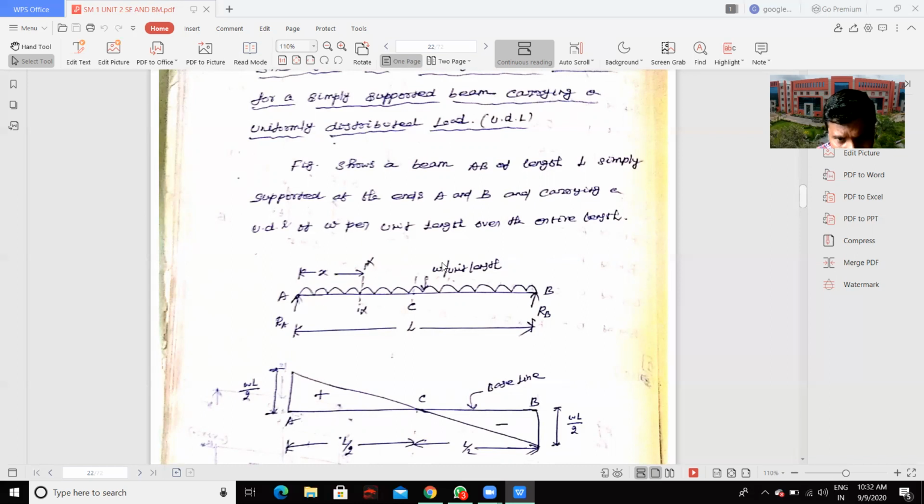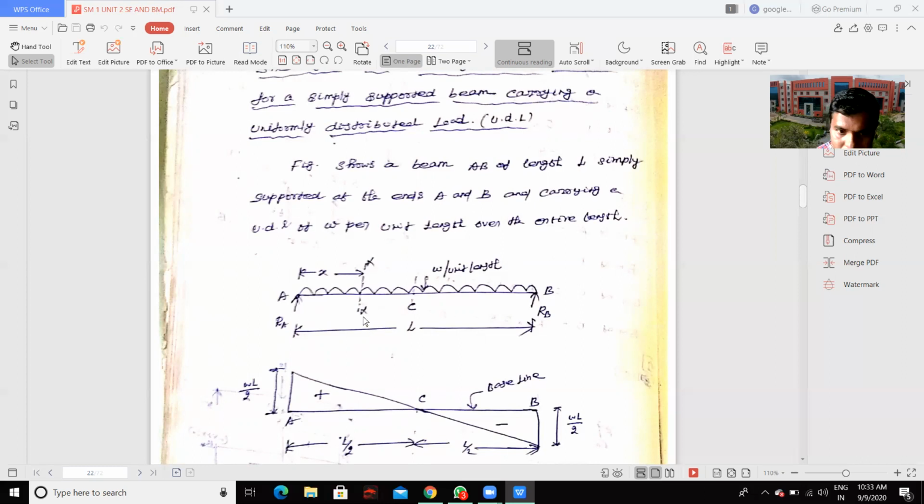Then here you can see this w is acting over a distance of x. Therefore, w into x. Here to here the distance is x. So w into x is the point load acting at the center, acting vertically downward. So it looks like anti-clockwise, minus, so minus wx. So on the left side of this section, there are two forces. One is the upward force WL by 2, RA, and the downward force w into x, downward minus. So plus WL by 2 minus wx is the shear force value at X.